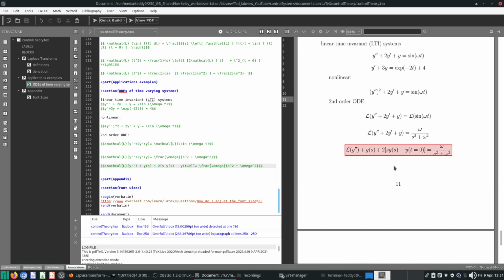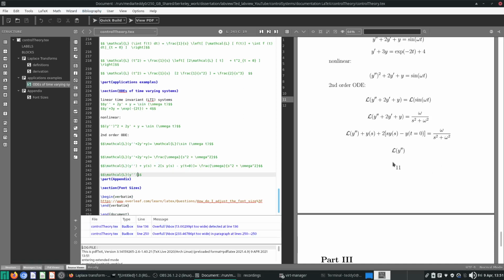So that's one part. What else do we need to do? We also need this third one, the Laplace transform of the second order derivative. That's what we'll do now.